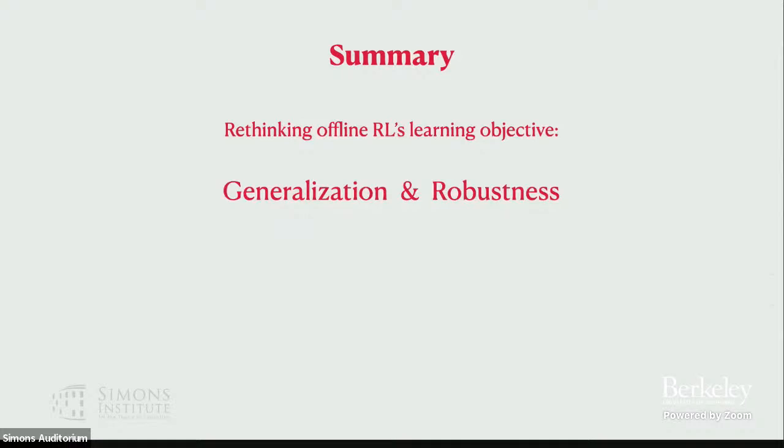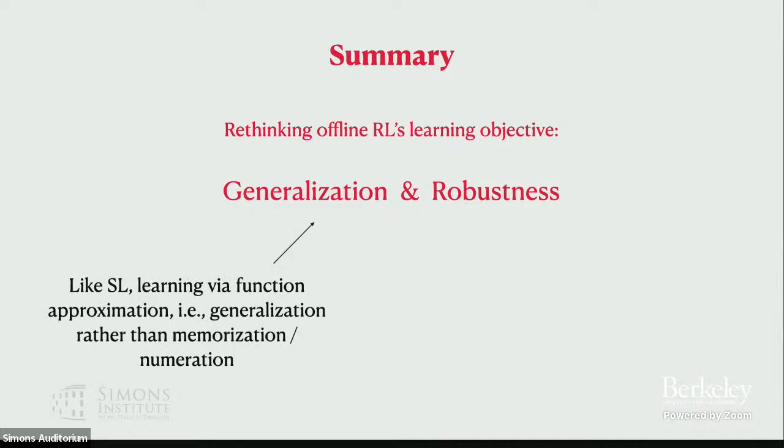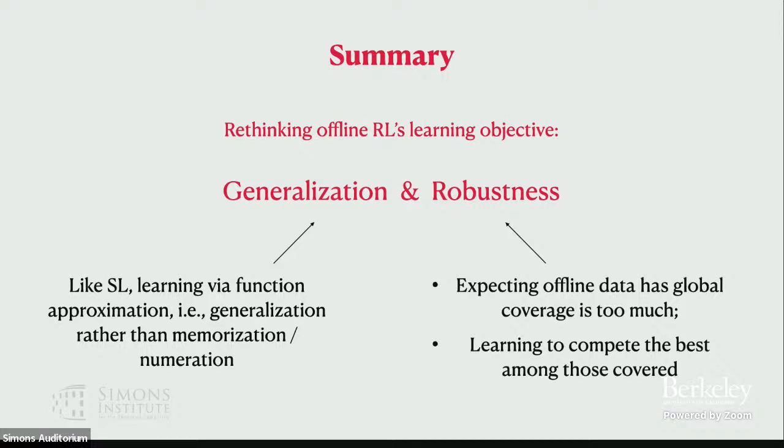Okay, so let me summarize what I talked about. In this talk, I was really emphasizing 2 properties for offline reinforcement learning. The first one is generalization. The second one is robustness. In terms of generalization, we want to do offline RL as if we were doing supervised learning, in the sense that we learn with rich function approximation, and we want to generalize using rich function approximation. And robustness means that when we have insufficient coverage from the offline data, we should hope that our approach can learn to compete against the best policy that could be covered by the offline data.